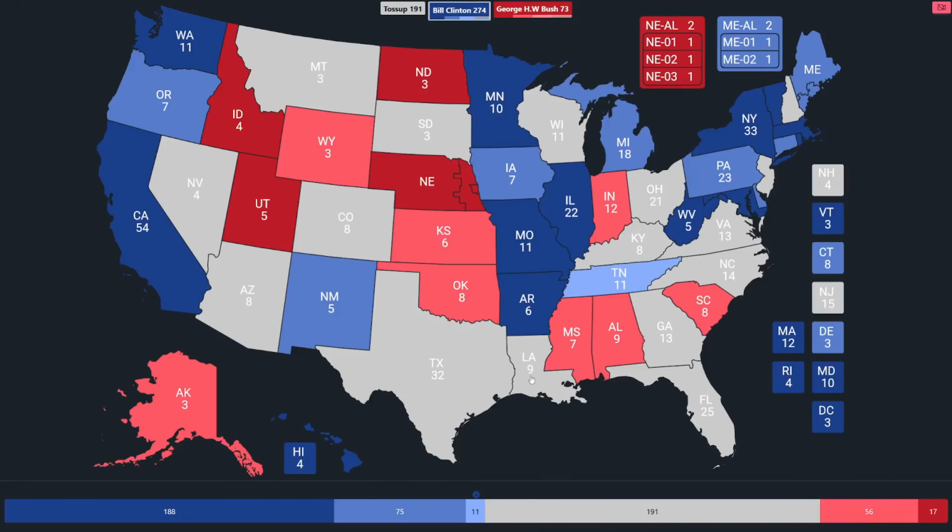A tenth of a point under that, we've got Louisiana for Clinton. Slightly narrower for Bush. On the East Coast, it's Virginia. Back into the Rust Belt for Clinton, it's Wisconsin. Over 4%, we've got Colorado for Clinton.